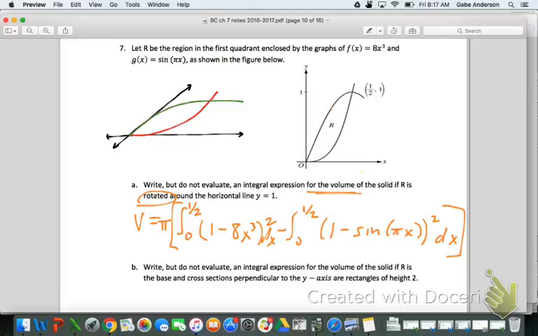So the cross sections are perpendicular to the y-axis, and so that means they would have to look something like this as a base, and then springing up from the base, it would look like that. So that means the thickness is measured on the y-axis. So they would all be dy thick cross sections.